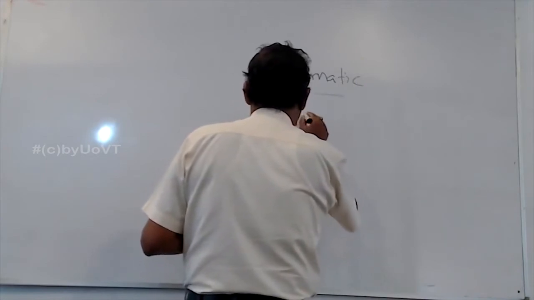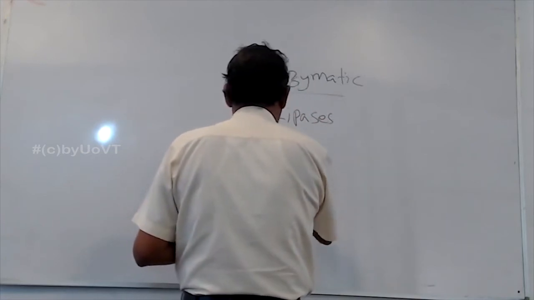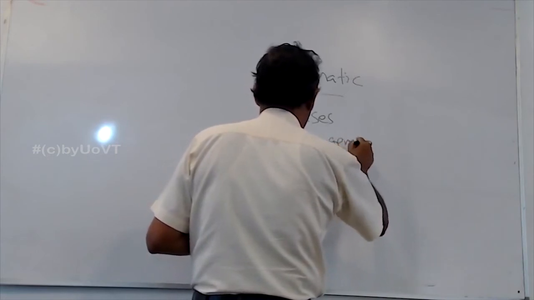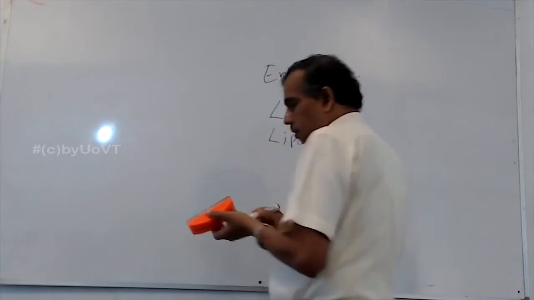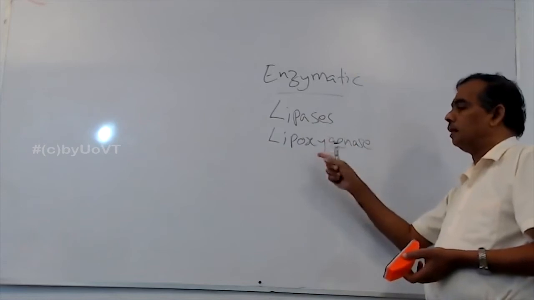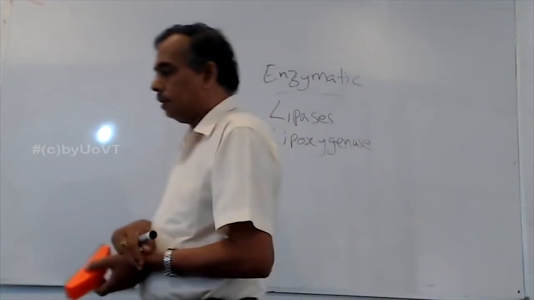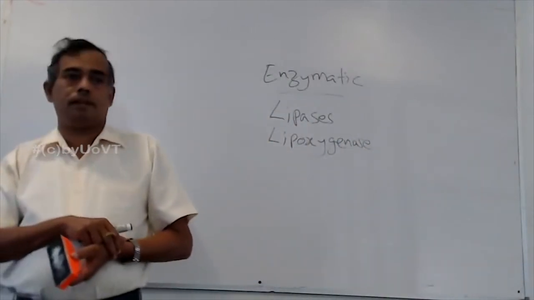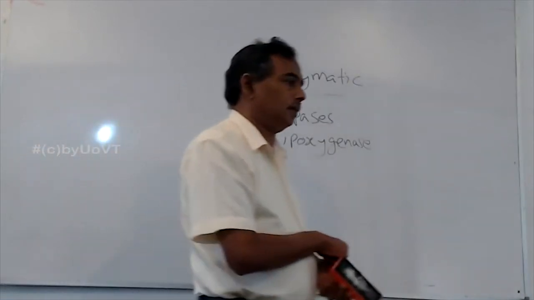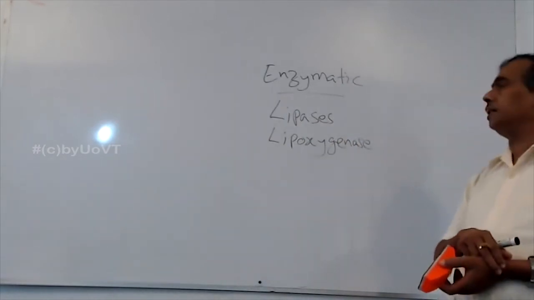One group is lipases. The other group is lipoxygenases. Two groups are responsible for this oxidation, lipase and lipoxygenase. These are the responsible groups of enzymes. Right? So what is the reaction? This is not a chain reaction.